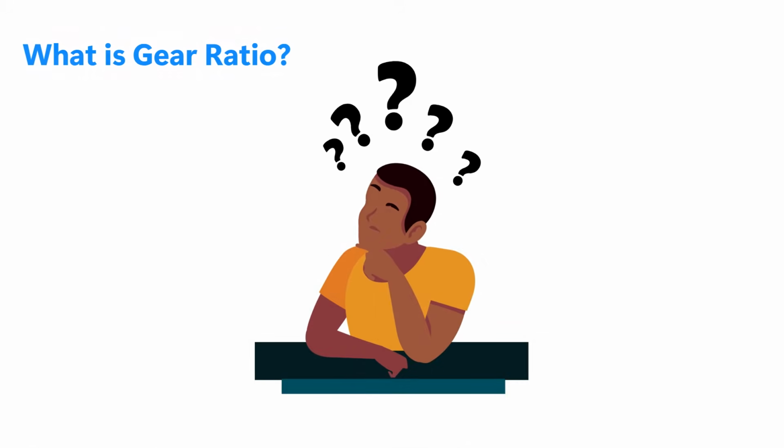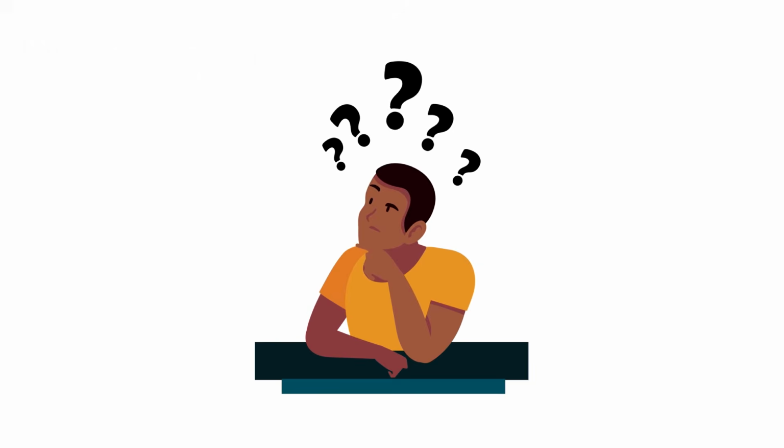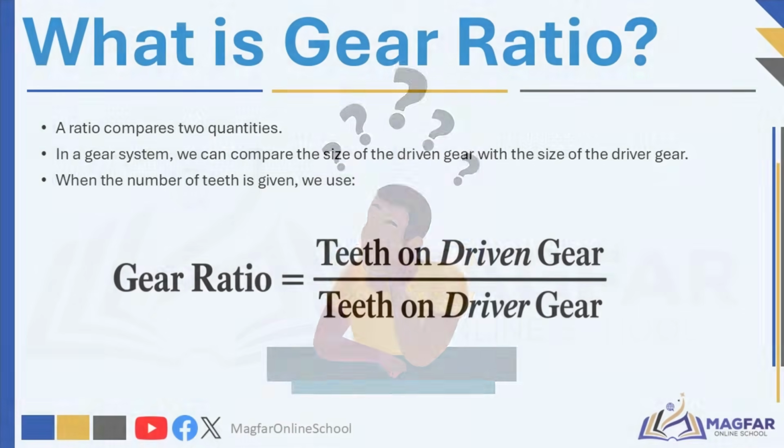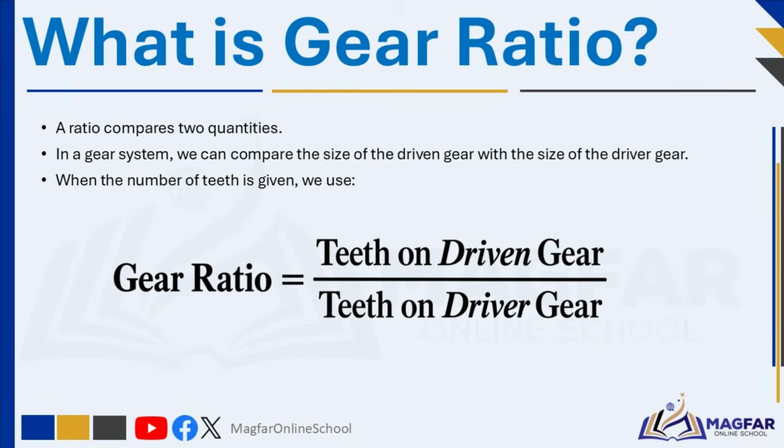What is gear ratio? A ratio compares two quantities. In a gear system, we can compare the size of the driven gear with the size of the driver gear. When the number of teeth is given, we say gear ratio equals teeth on driven gear divided by teeth on driver gear. A simple way to remember it is driven over driver.